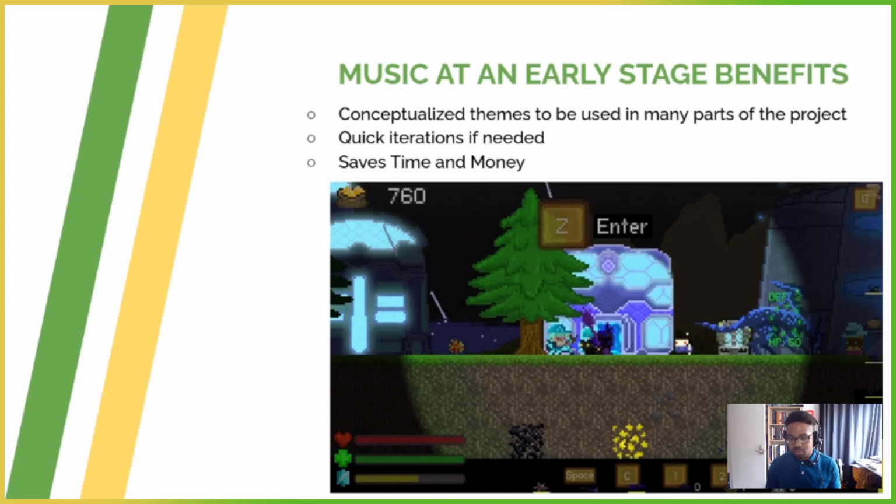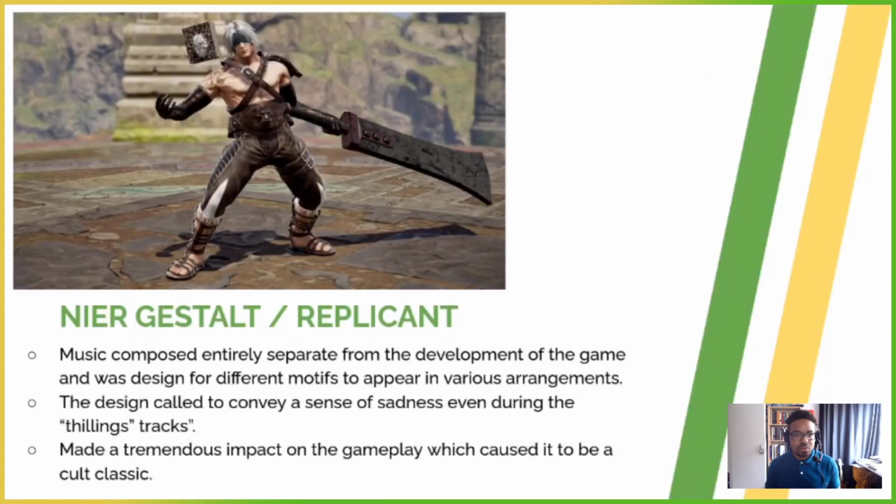So I just want to get into a couple of examples, and one of them being Nier Gestalt / Replicant. Depending on where you are in the world, I won't get too deep into the etymology of this, but Gestalt was released in the US and Replicant was released in maybe Europe and somewhere else. It's a whole development thing that they discussed of why and which, but it's typically the same game.